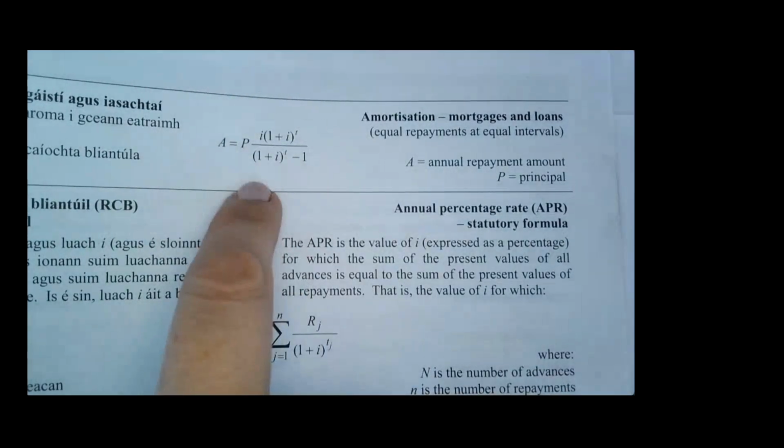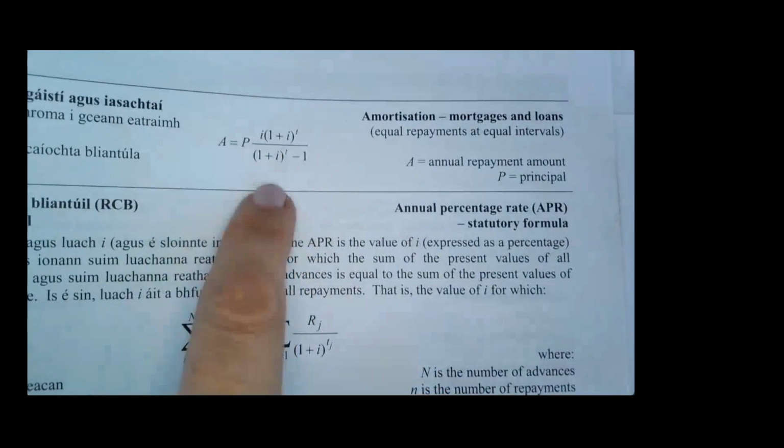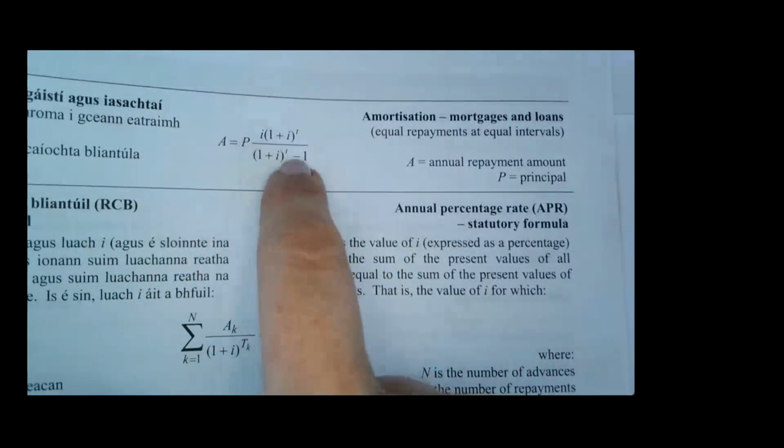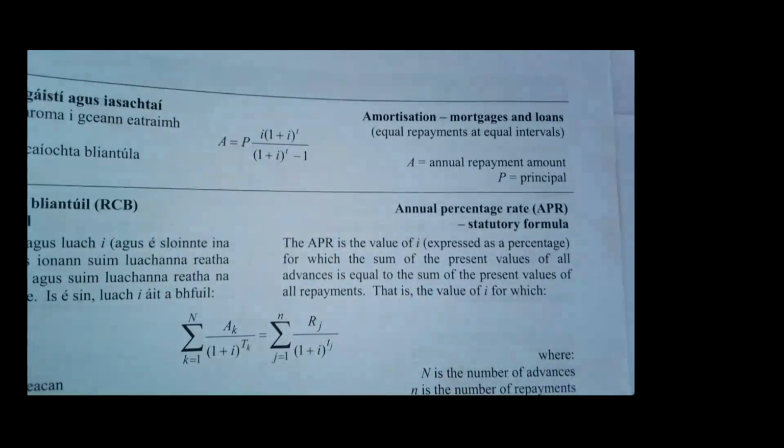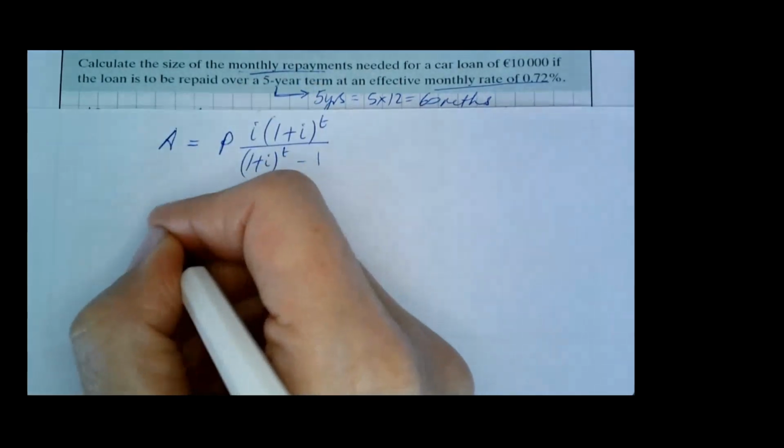So I'm going to show you how we're going to get the very same answer doing this now, and then I'm going to show you how we get to this from what we originally did, okay? So there we go. There's our formula from page 31 of the log tables, and this gives me the repayment amount that I'm looking for.